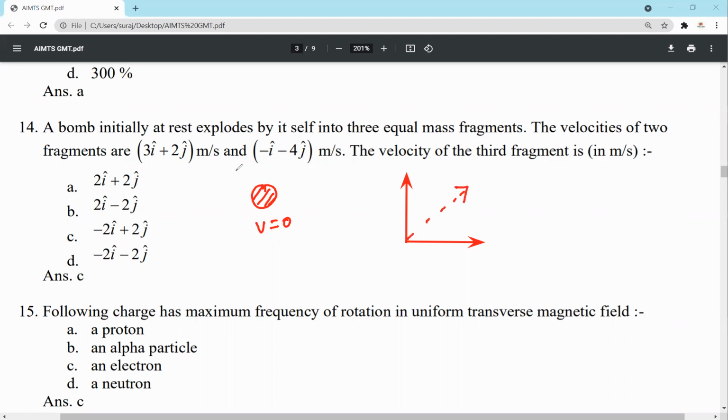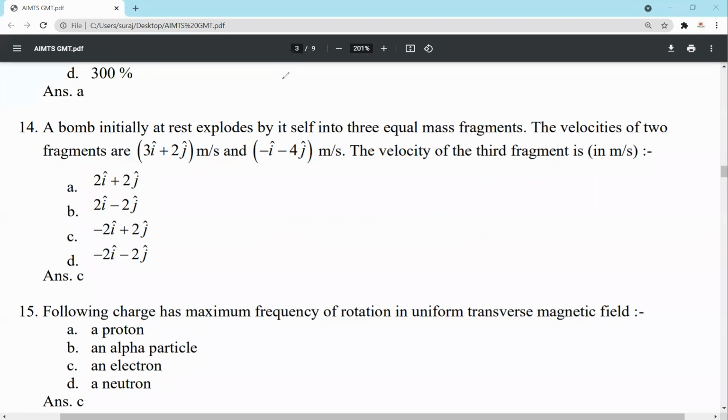This is the resultant. If I add these two, the resultant will be 2 i cap, minus 2 j cap. So the momentum of the third should be opposite of this. That means minus 2 i cap plus 2 j cap. The third momentum should be opposite of the resultant, so that they cancel out each other. Net is 0. Option C is correct. Clear.